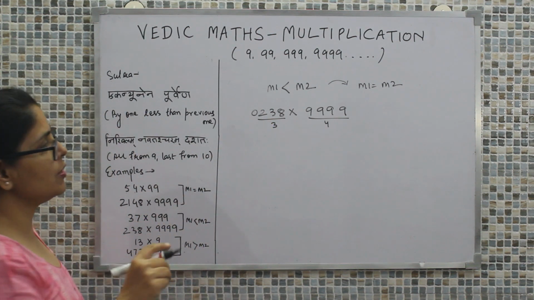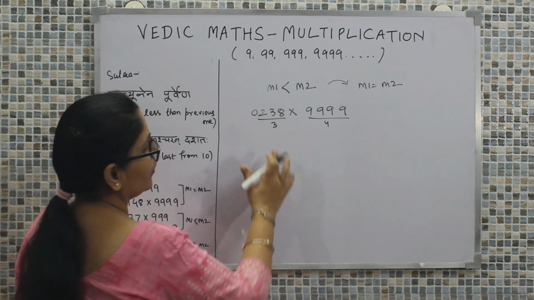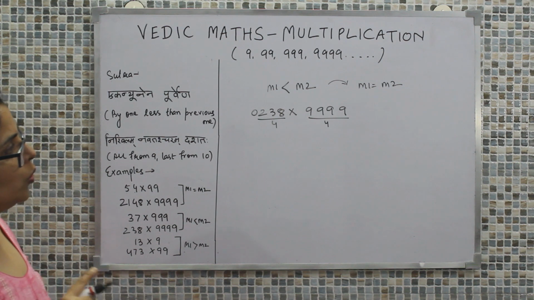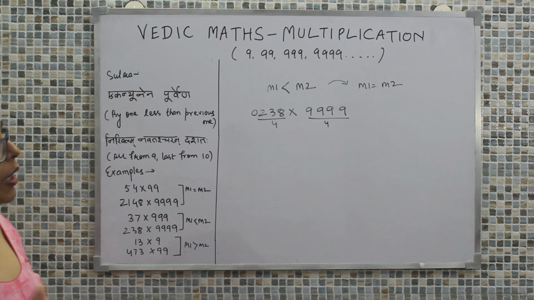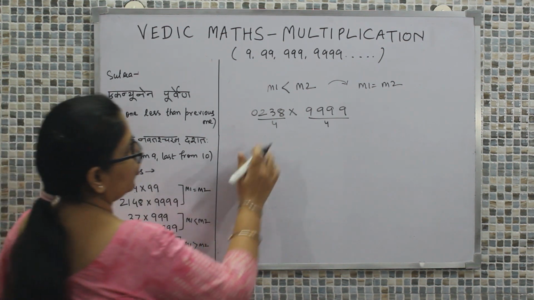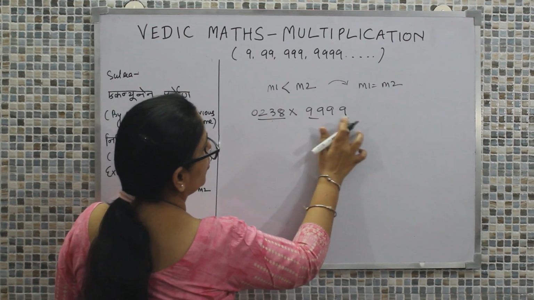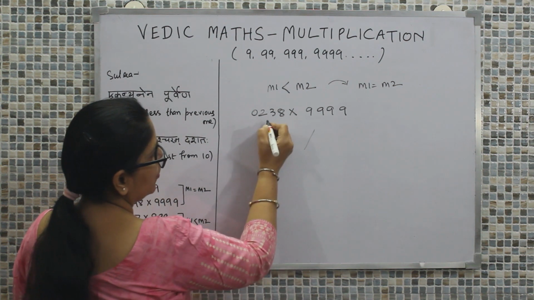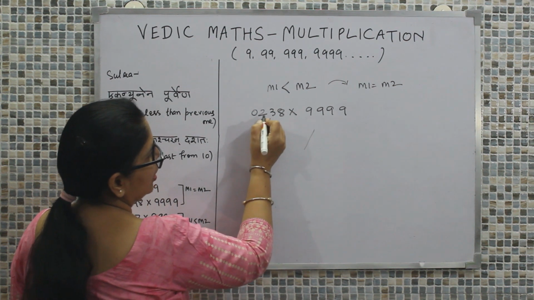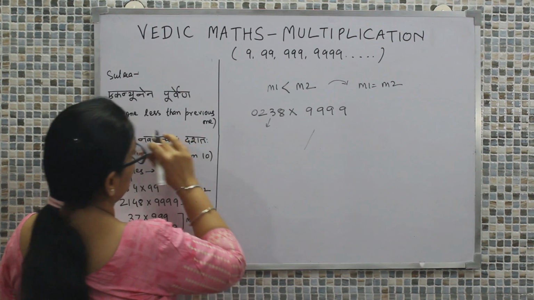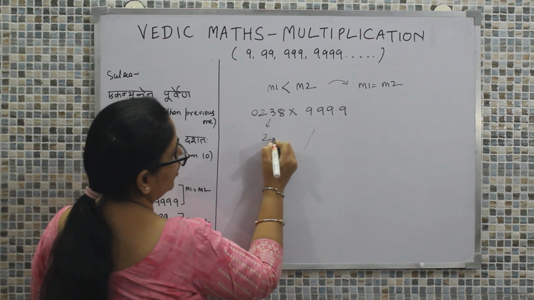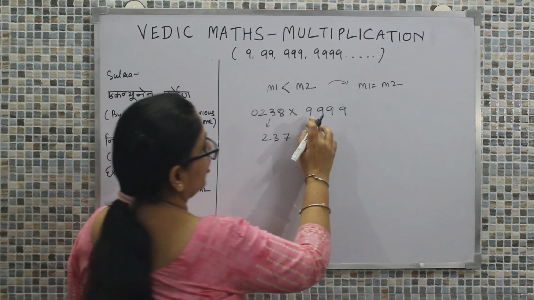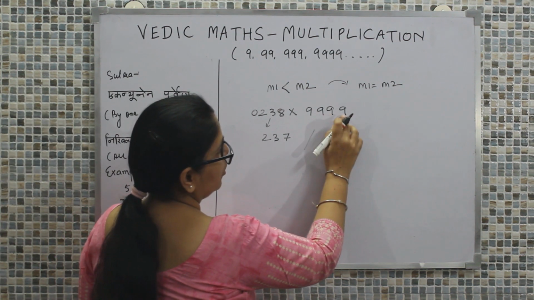The moment we append 0 to it, it is not changing the value, and we are getting the answer to be done in a simplest form. So now we have the length of both the multipliers to be equivalent. Now when we go for the multiplication, we split it into the LHS and RHS. First taking the LHS, deficient by 1 using Ekanyunena Purvena: 2, 3, 7. And we have 9 being repeated 4 times.